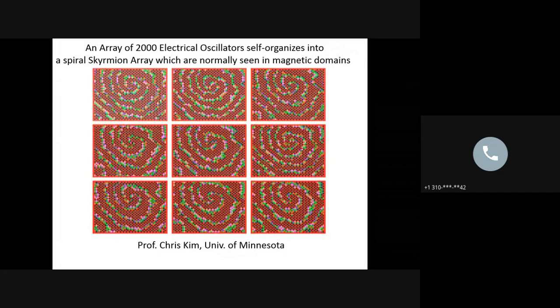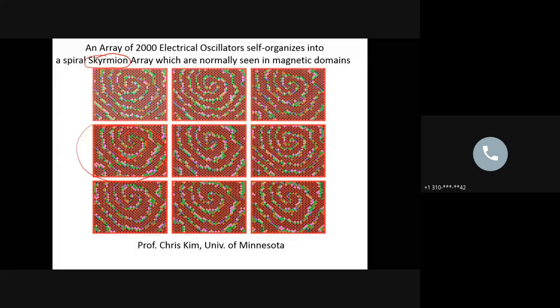And each ring oscillator was either locking into zero phase or pi phase. And they end up in this kind of spiral structure. It's red, so it's a little hard to see, but this is a spiral structure. These spiral structures in the case of magnets are called skyrmions, and up to now, they had only been seen for magnets. And now he made an electrical simulation of the magnet, by designing over 1,000 ring oscillators onto a chip.